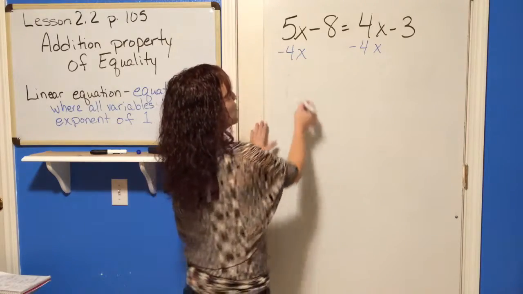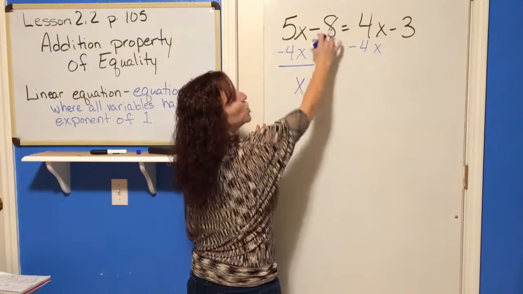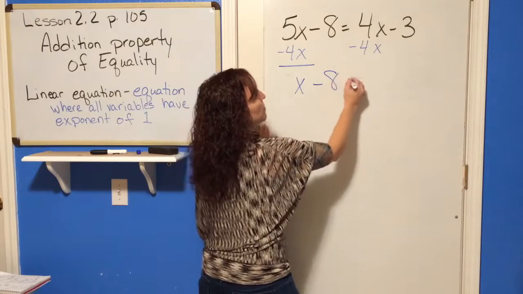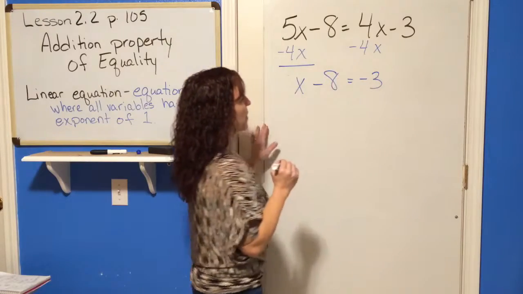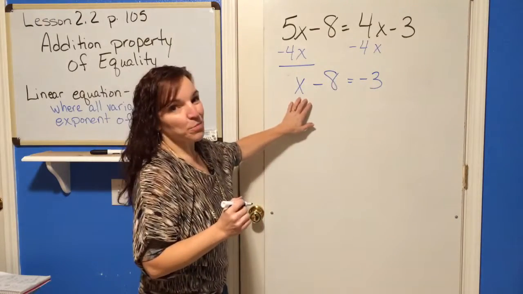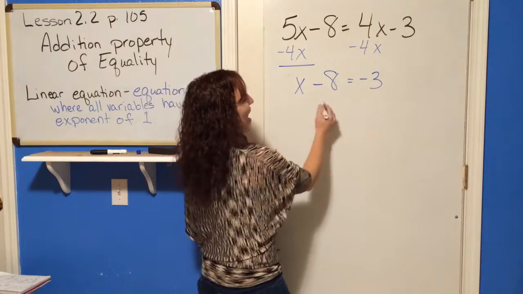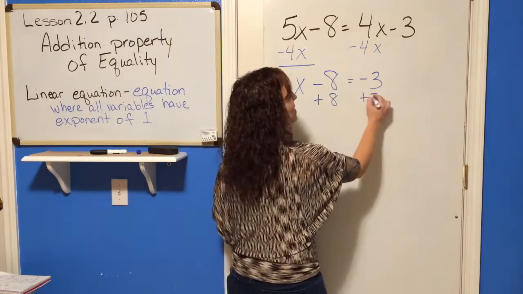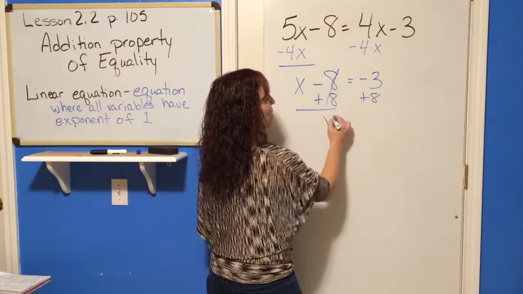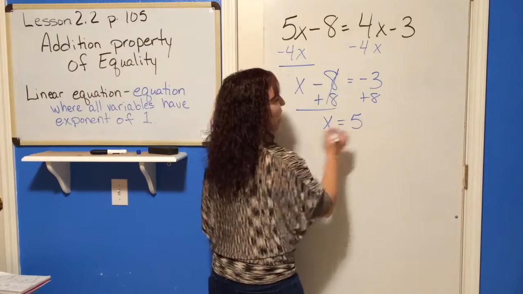So 5x minus 4x gives you just 1x. Don't lose the rest of your equation. And so now it's just a simple equation to solve. You're going to add 8 to both sides. That one drops out, and so x is just 5.